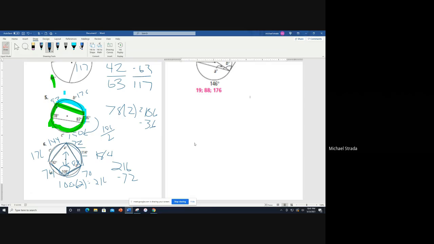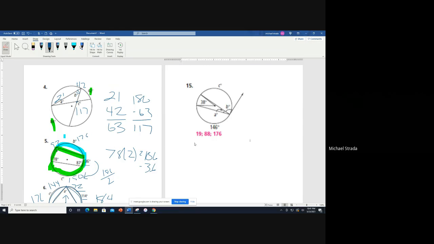All right. And the last one you asked about was number 15. All right. So they give you the 38 degrees. That's the central angle. And that's also the arc. So A would be half of that. So A is half of 36, which is 18.